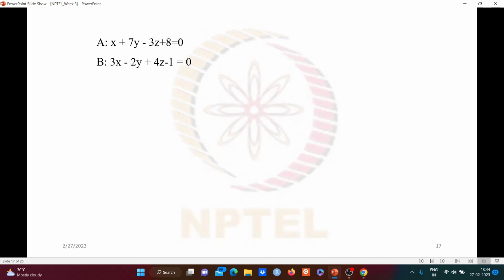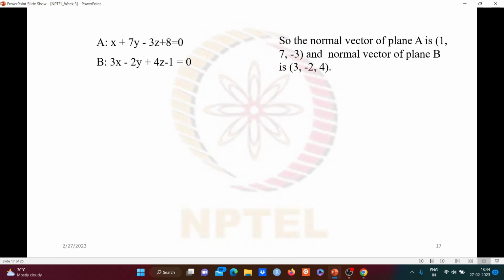Okay, given these two are the equations of the planes, the next step is to find the normal vectors. For plane A, the coefficients of x, y and z will be the normal vector. That is, 1, 7 and minus 3 are the normal vector for plane A. Similarly for plane B, 3, minus 2 and 4 will be the normal vector. Now we have the normal vectors, we have to calculate their dot product. Can anyone tell me what the dot product of these two vectors is?